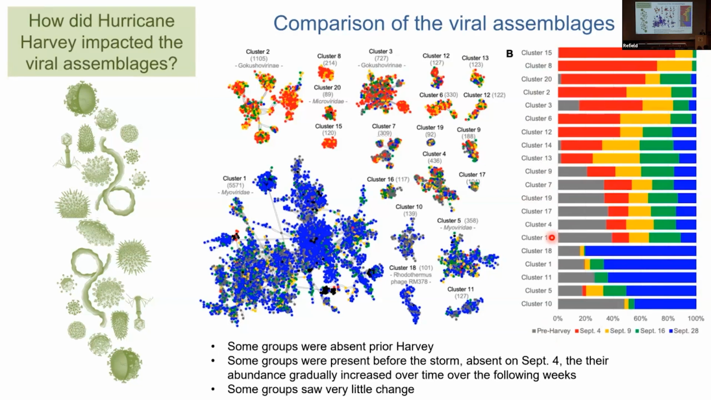Some other ones were very abundant before the storm, then they almost disappeared, like this 18 and 1. And then they came back in full force, and some of them just didn't change at all. These are ubiquitous. They probably infect a wider range of hosts or ubiquitous hosts.